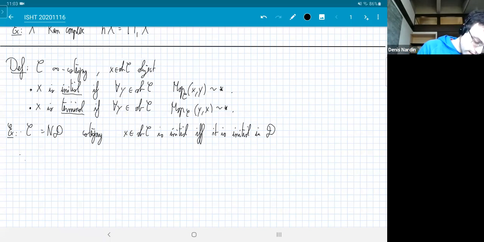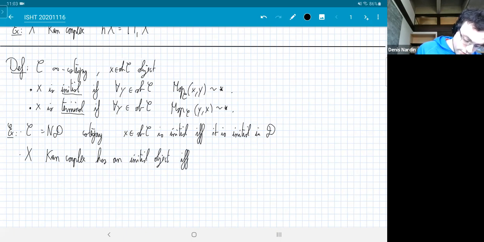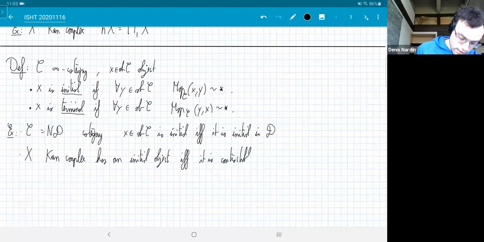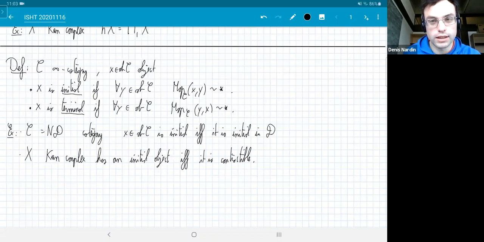And a Kan complex X has an initial object if and only if it is contractible. That also shouldn't be a surprise. Groupoids normally do not have initial objects, unless they're the trivial groupoids.